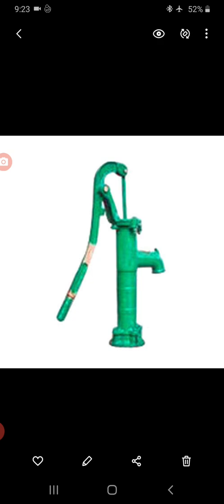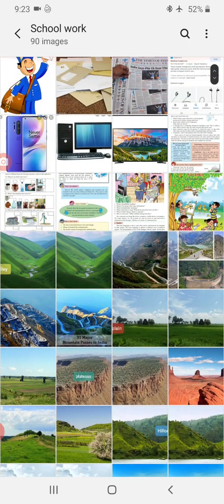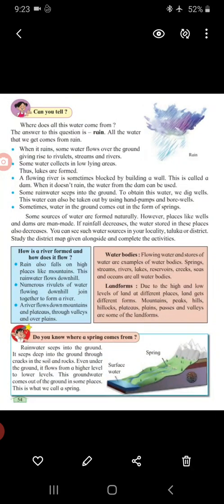So some rainwater seeps into the ground, that is go inside the ground. To obtain this water we dig wells. Then some rainwater also comes out with the help of hand pump and bore wells. So understood children? So different means people are using to remove water from the ground.